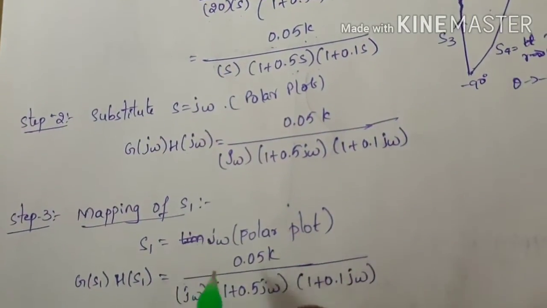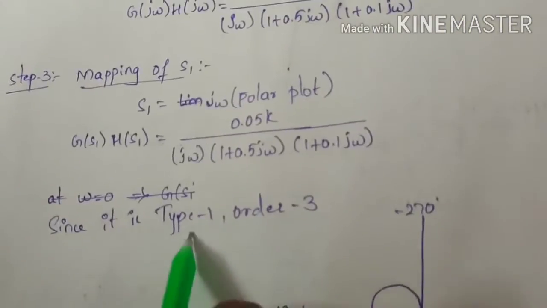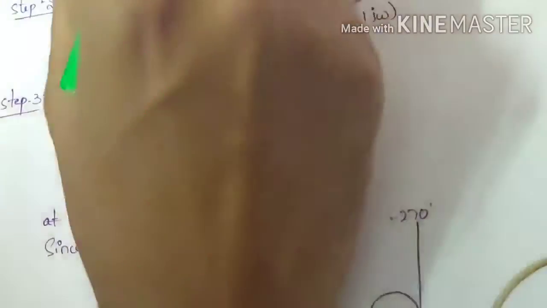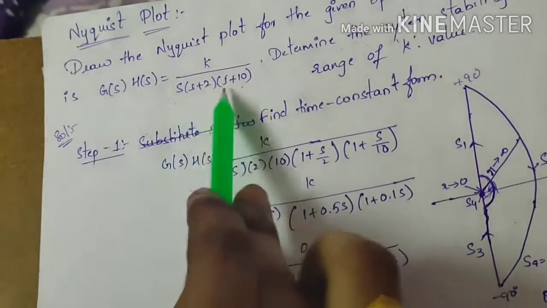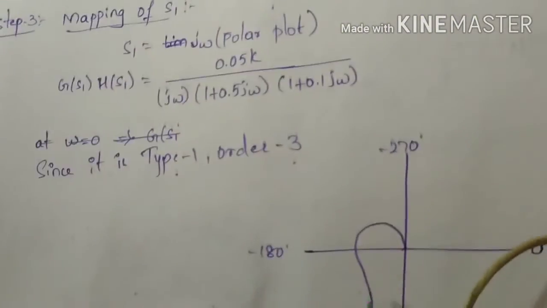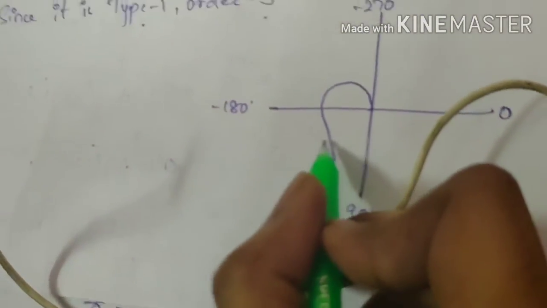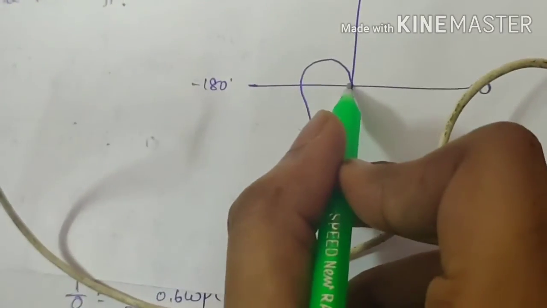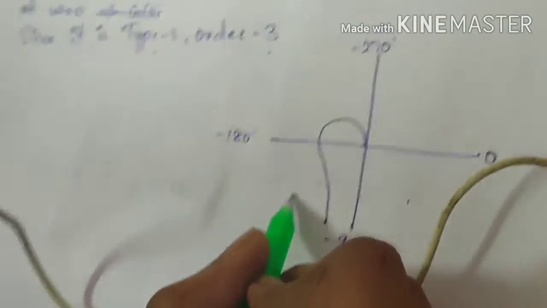So how to find the polar plot? We already know it is type 1 and order 3, since this system is type 1 and the order is 3, because the highest degree of s is 3. Type 1, order 3 means it should start parallel at minus 90 degrees and end at minus 270 degrees.